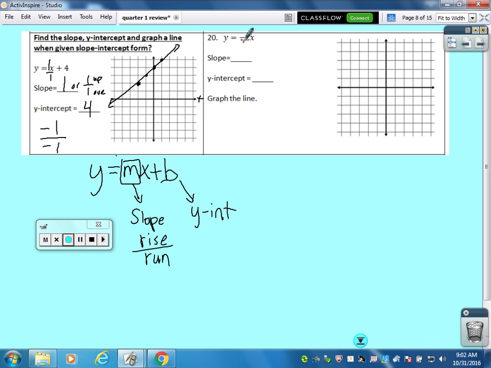So on this one, my slope is the negative 2 over 1. So negative 2 or negative 2 over 1. My y-intercept seems to be missing, but this goes back to our identity property, right? That's just a 0 there that they didn't have to write.